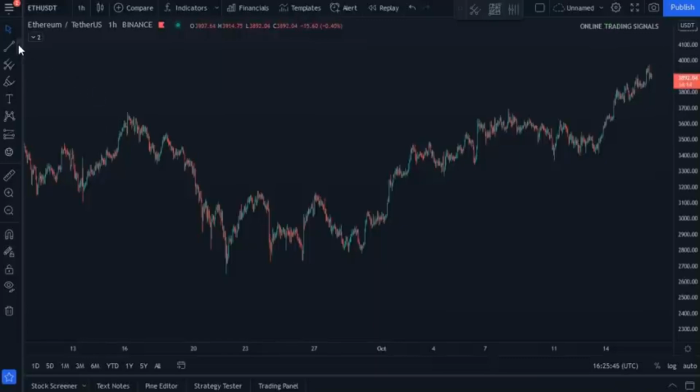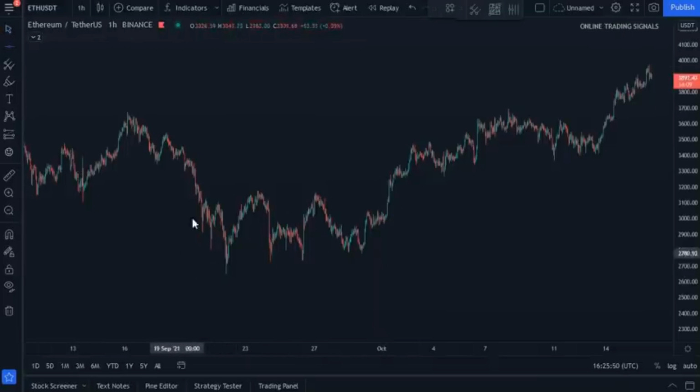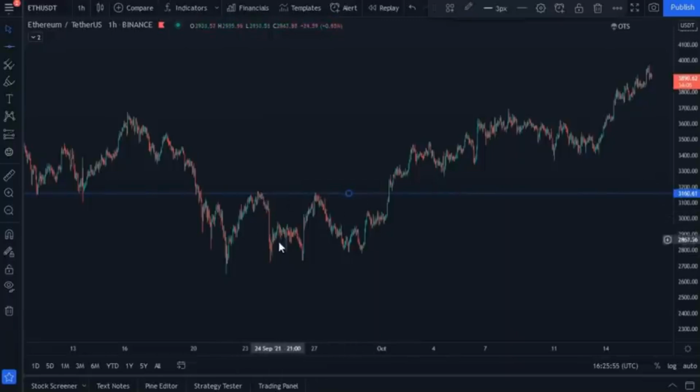For example, let's draw some resistance lines and some trend lines. Let this be the first resistance line, and as we learned earlier, resistance lines turn into support lines as soon as they are breached upwards. Let's complete the example and draw other lines.